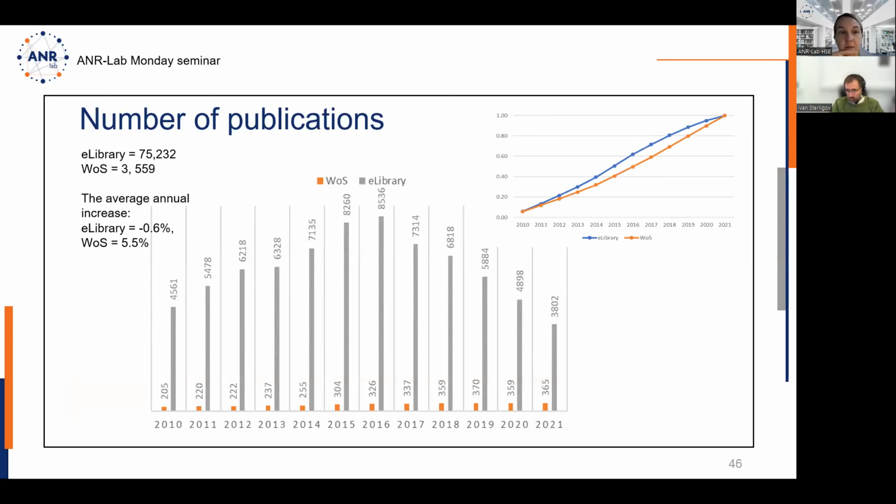So here you can see the number of publications, and of course we can see that in eLibrary we have many more. But what is interesting is that the average annual increase in eLibrary is minus 0.6%, but in WOS it is positive, 5.5% per year. So we can actually see that the amount of publications is growing.